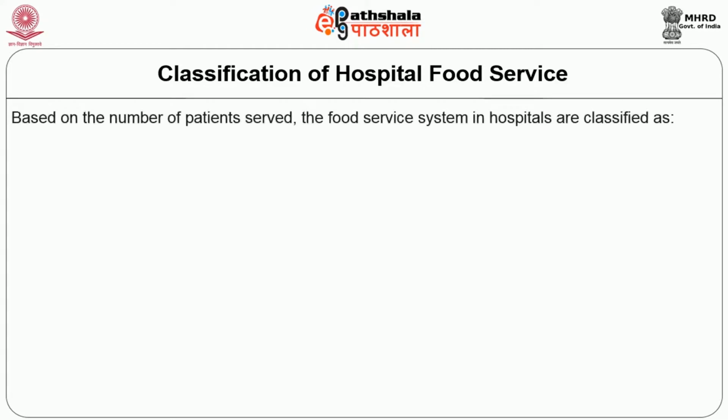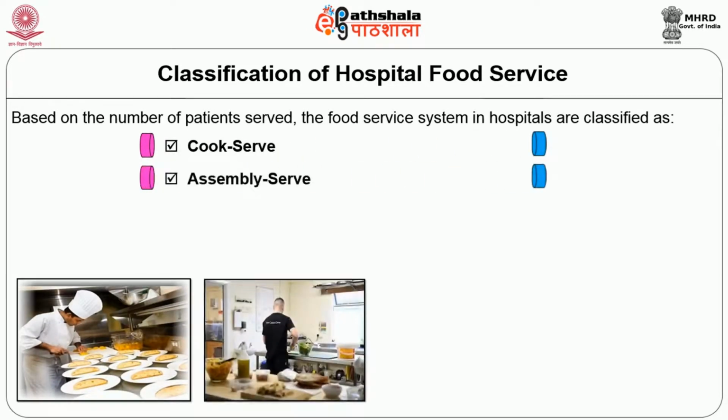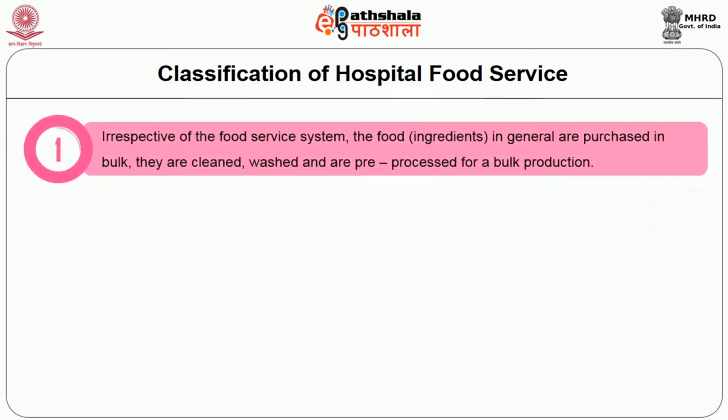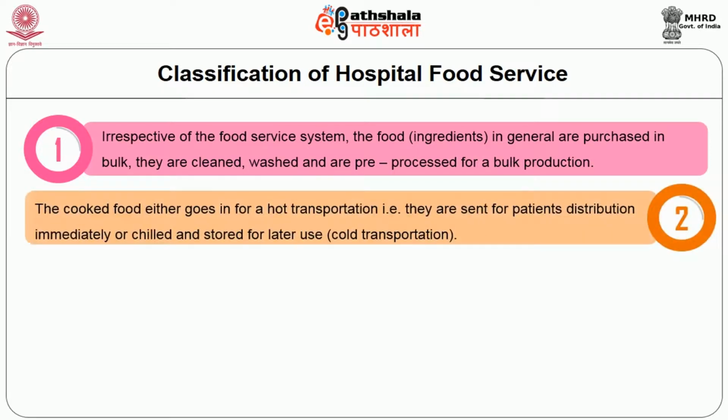Based on the number of patients served, the food service systems in hospitals are classified as cook serve, assembly serve, cook chill serve, and cook freeze serve. Irrespective of the food service system, the food ingredients in general are purchased in bulk, and they are cleaned, washed, and pre-processed for bulk production. The cooked food either goes in for hot transportation, that is, it is sent for patient distribution immediately, or is chilled and stored for later use, a cold transportation.